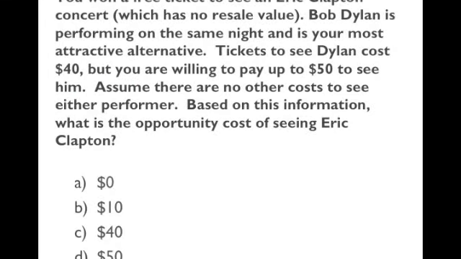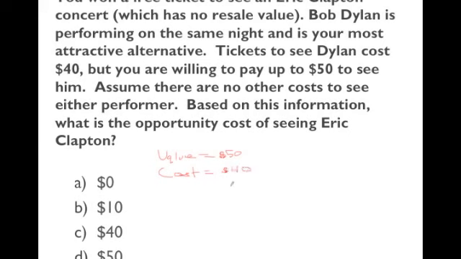The third one actually is probably the most difficult question in opportunity cost. Now the key here is for you to understand first what the value is of going to see Dylan. The value of Dylan is $50, and the cost is $40.